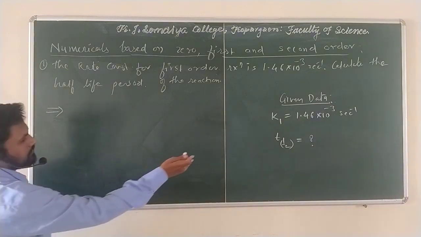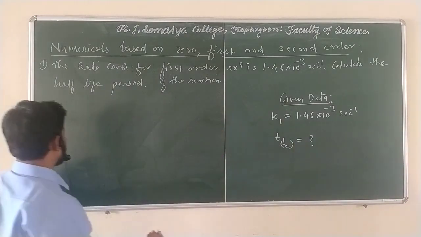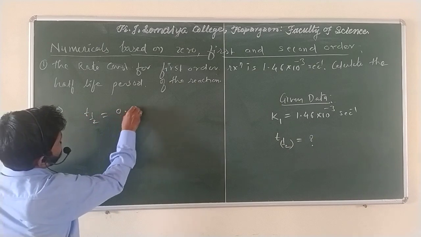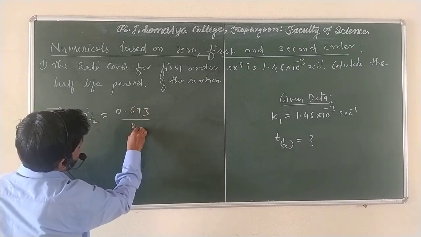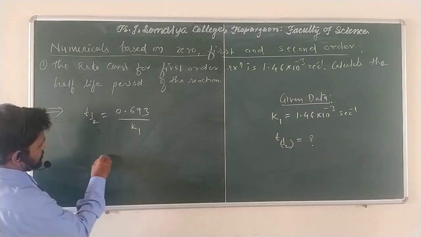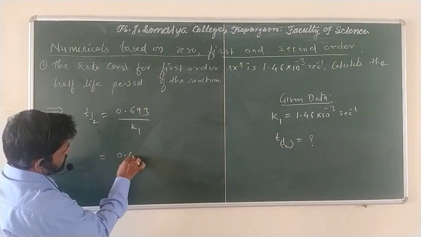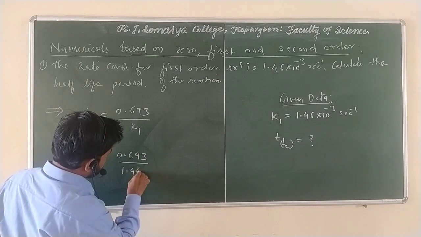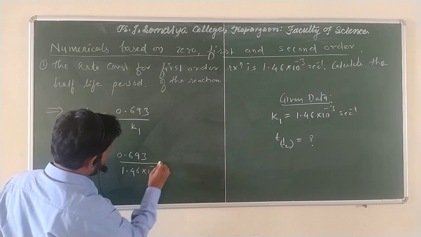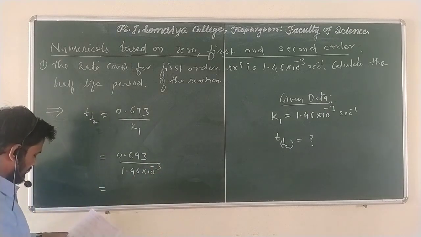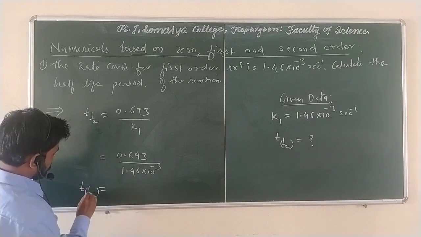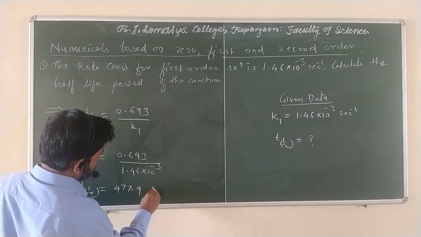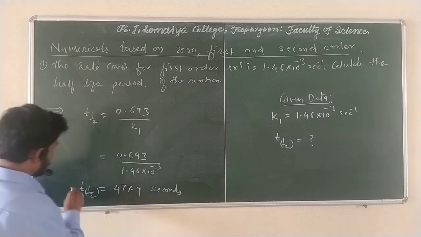The formula is very simple. With the help of rate constant we can calculate the half-life period of first order. We have the formula T half equal to 0.693 upon K1. Okay. Substitute the values: 0.693 upon the value of K1, 1.46 into 10 raised to minus 3. So what you will get? You will get the answer T half, 477.9 seconds. What is the unit? The unit is seconds.